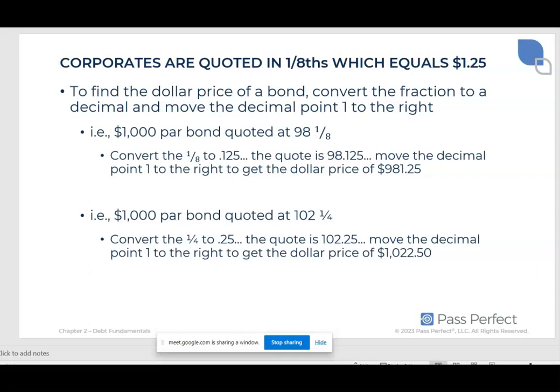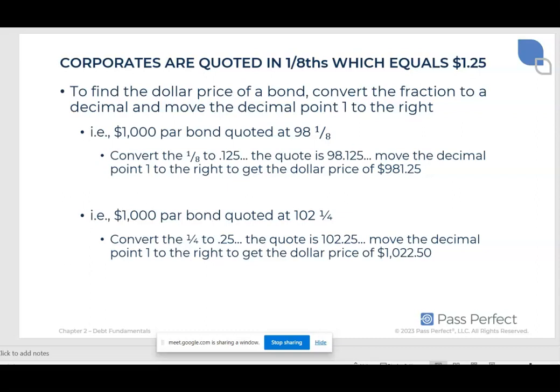Now, the way it works with corporate bonds and municipal bonds is that they are quoted in fractions of an eighth of a percentage point, always at the least common denominator. So the price quote will go from 98 to 98 and 1/8, 98 and a quarter, 98 and 3/8, 98 and a half, and so on. When they give it to you in a fractional format like 98 and 1/8, the first thing we do is convert the fraction into a decimal. So what is 1/8 in decimal format?